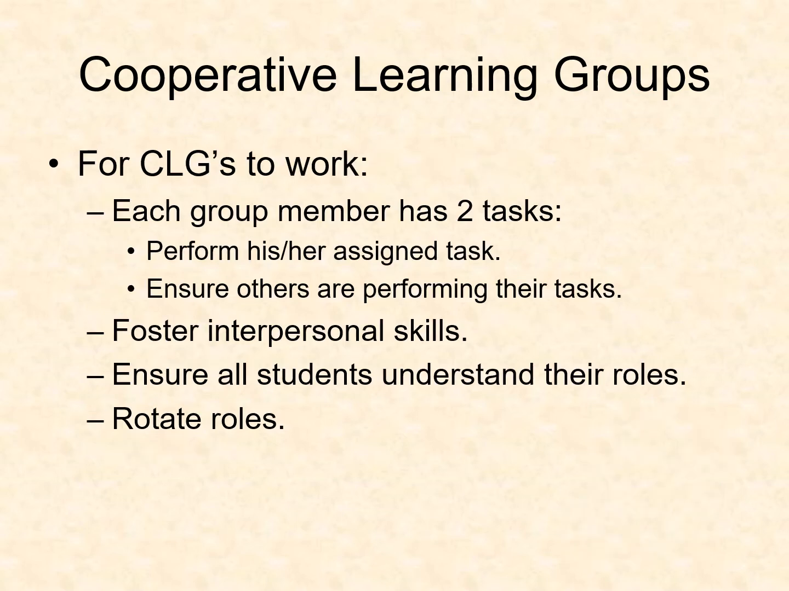For these learning groups to work effectively, especially should you choose to work on the higher end of 6 to 8 students per group, a teacher should assign 2 tasks to each group member. Number 1, of course, they have to perform their particular assigned task. And the second task is to monitor to make sure that others are also performing their tasks. So in other words, each group should learn to police itself, so to speak. In this process, you're going to be fostering interpersonal skills and skills that they'll need when they're in the world of work.